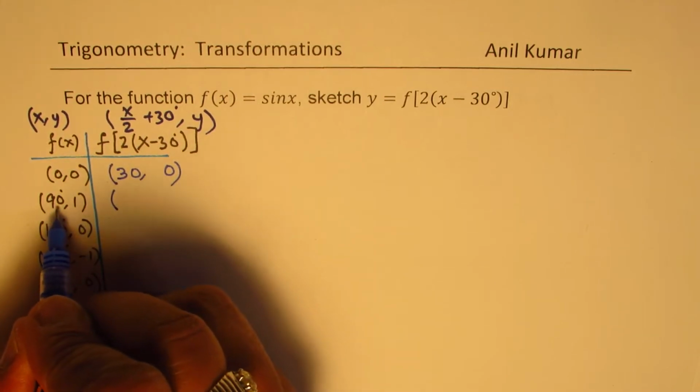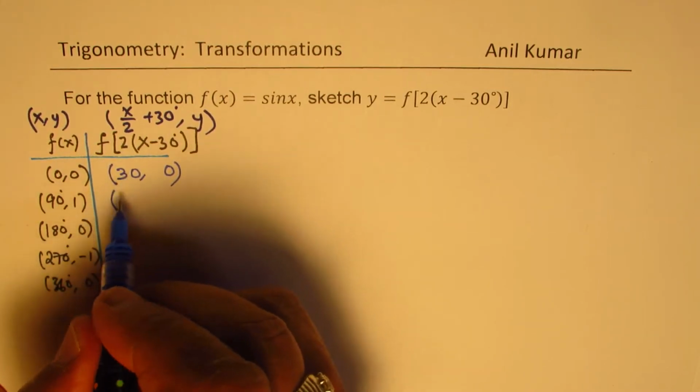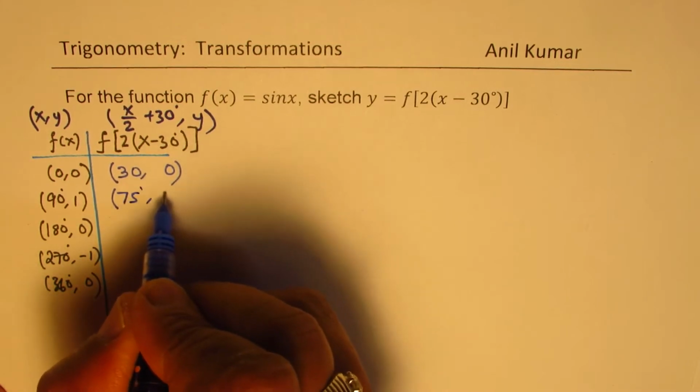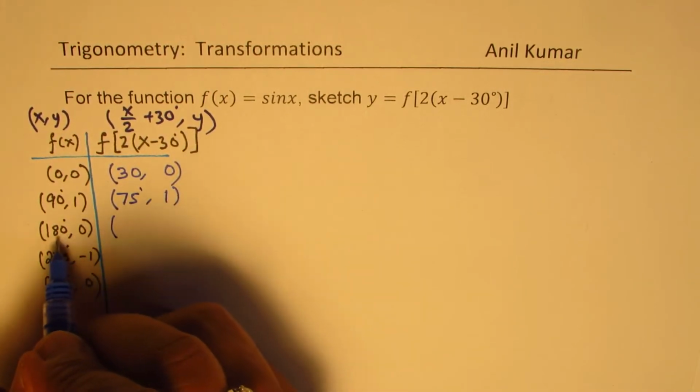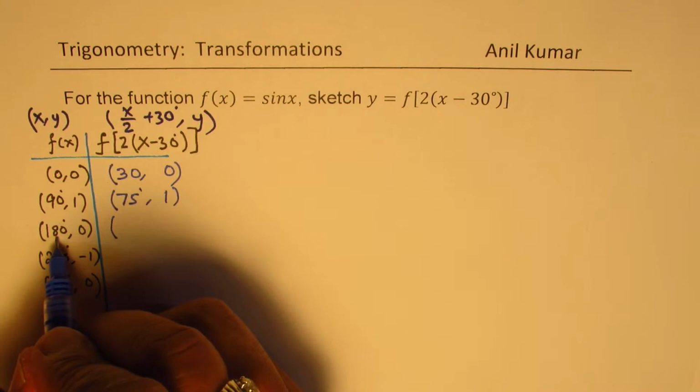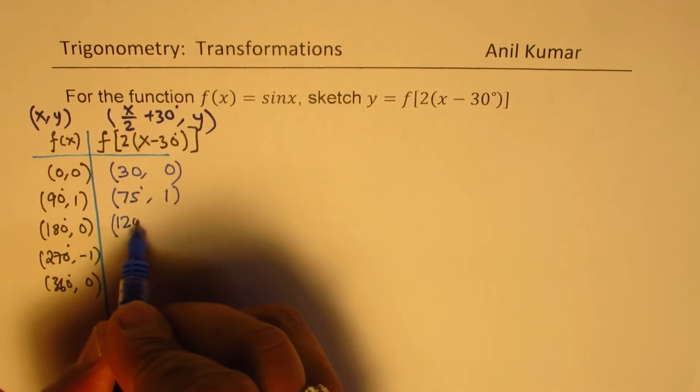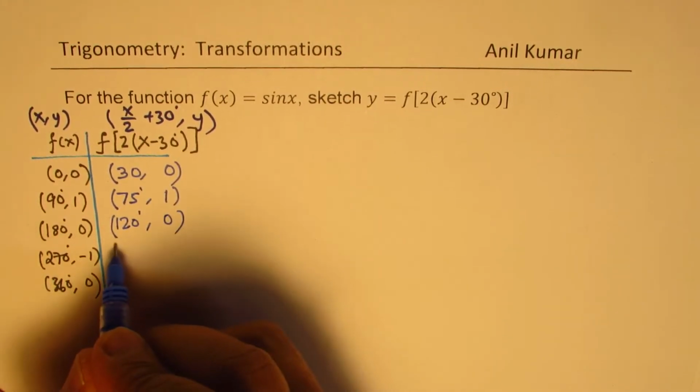Divide by 2 is 45. So 45 plus 30 is 75 degrees. The y value will remain the same. So 90, half of 180, plus 30 is 120 degrees, and the y value remains the same.